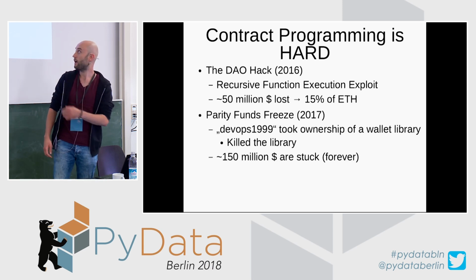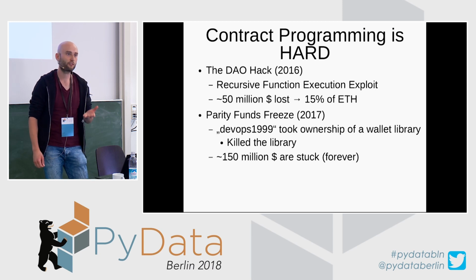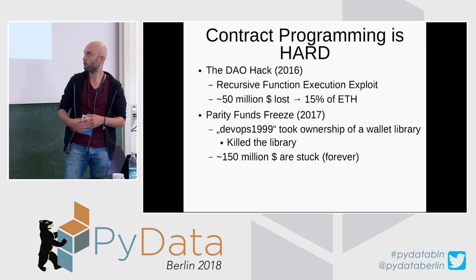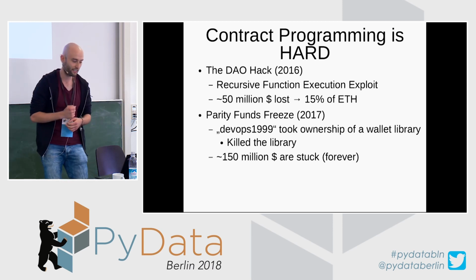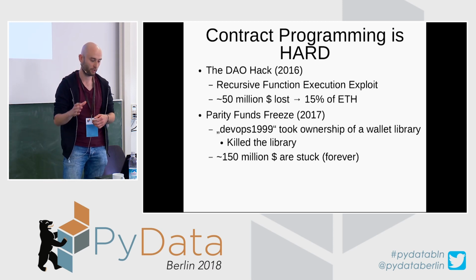There was another big hack more recently, which is called the Parity funds freeze. Parity is a smart contract that just instantiates a wallet. So pretty much it just stores Ether for you in a kind of more fancy way with a bit more tools around it. The problem was that somebody with a GitHub name DevOps1999 was actually able to take ownership of a library that was powering this wallet, and then just by executing functions on the blockchain was able to kill that library and make it unusable forever, like it's dead.